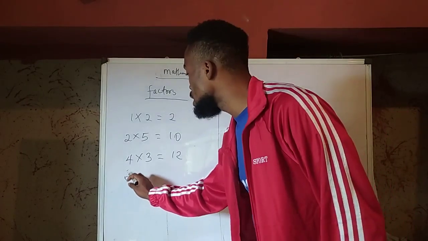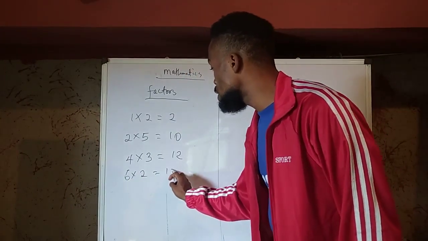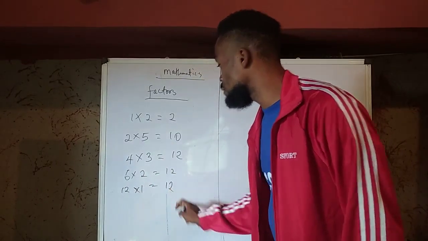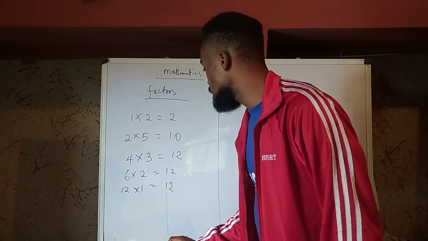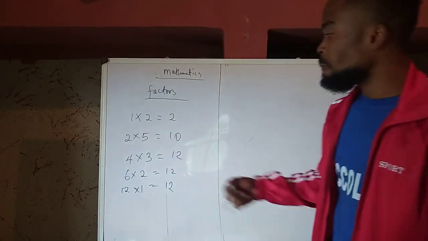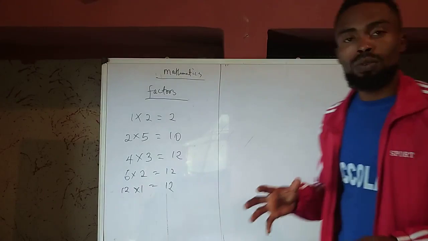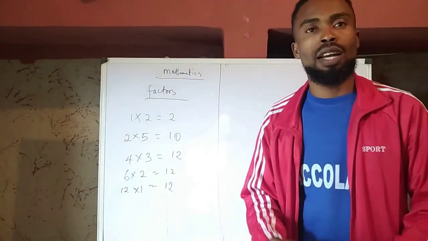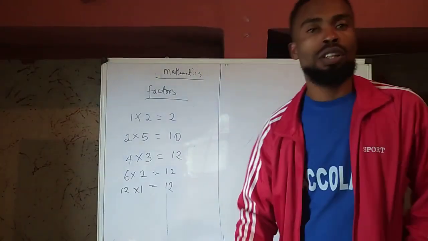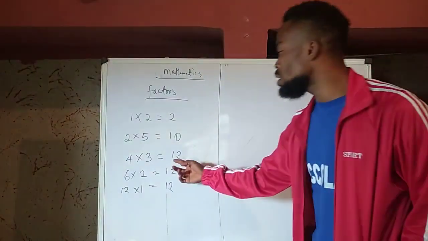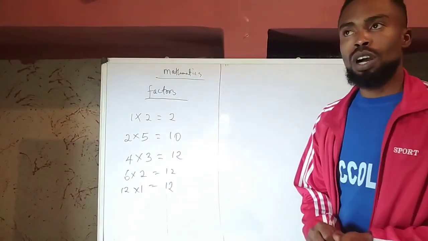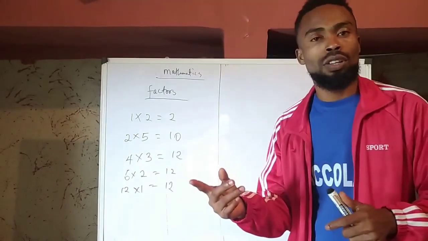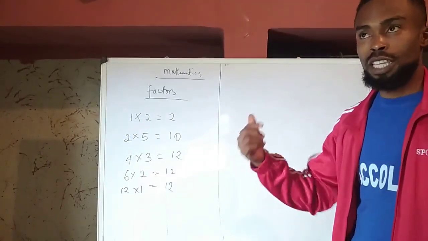Okay, let me also do this. 6 times 2 will also give us 12, right? 12 times 1 will give us 12. Alright? Okay, so now the thing is that when we say factors, we mean 2 or more numbers that when multiplied together will give you a particular number. A factor is any number that when multiplied with another number will give you a given number.